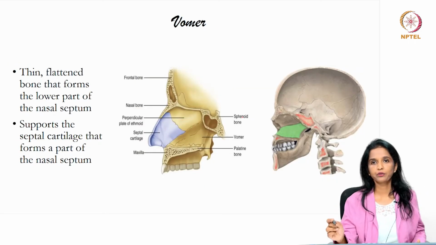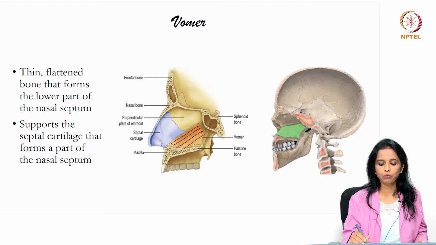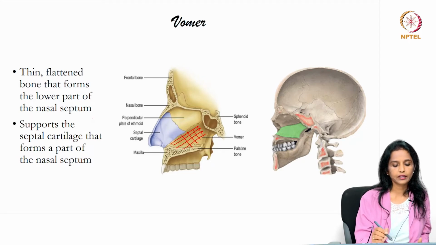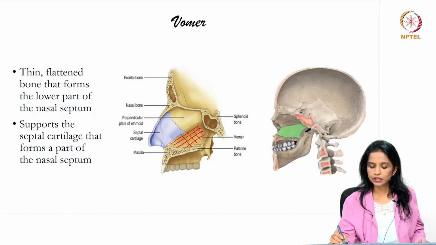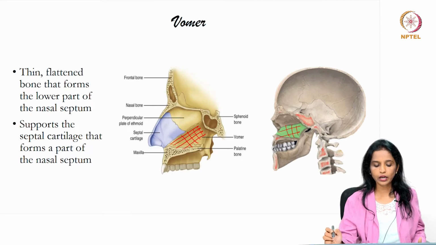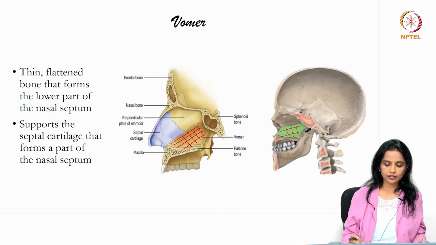And then we have the vomer. The vomer is a flat bone which is seen here. It is a flat bone forming the posterior part of the nasal septum, or the lowest part of the nasal septum. You can see that it is shaded green over here. So it is a flattened bone forming the lower part of the nasal septum.